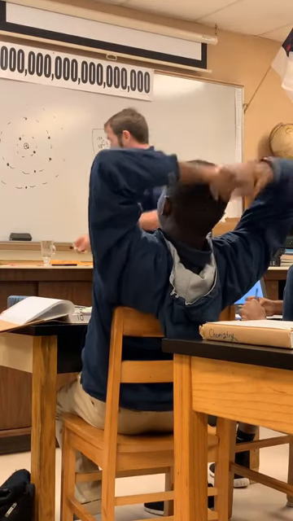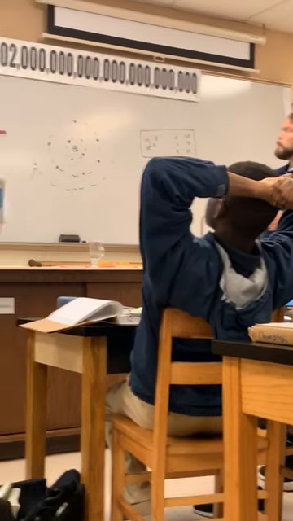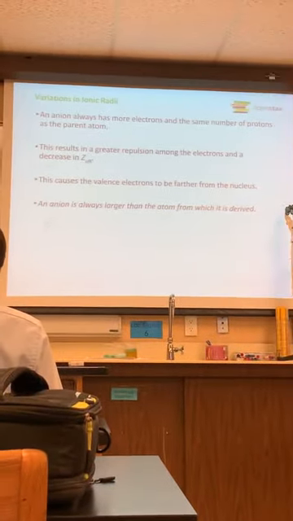Is there a difference between valence electrons and core electrons? Yeah, so valence electrons are ones in the outermost shell of the atom.